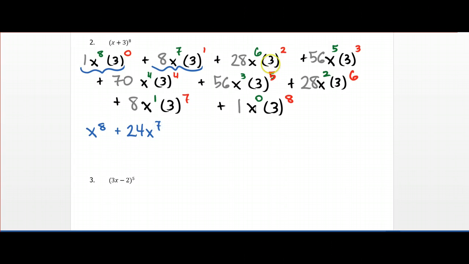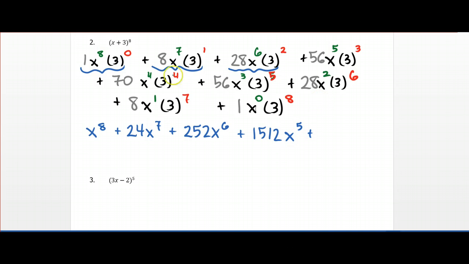Okay, so I need to do the exponent on the 3 each time and then multiply that times the coefficient before I go ahead and simplify here. So my next term here, 28x to the 6th, 3 squared. 3 squared is 9. 9 times 28 is going to give me 252. So this will be 252x to the 6th. Okay, your next term, 3 cubed is 27. 27 times 56 is 1,512. So this will be 1,512 x to the 5th.